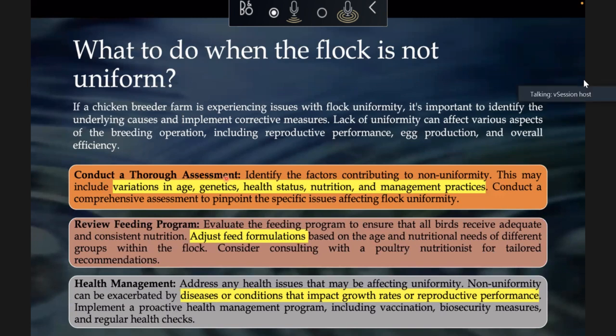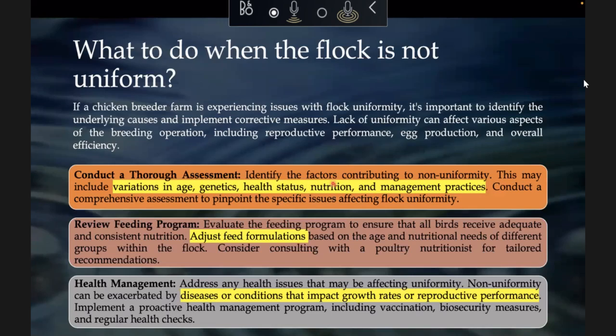So to avoid these kinds of problems, we have to do some assessment first and then take action. When the flock is not uniform, we have to conduct a thorough assessment. So what does that assessment include? It includes: is there any variation in age? Is there any variation in the genetics of the birds we are rearing? Is their health status too different, or the nutrition they are receiving too different, or the management practice different?